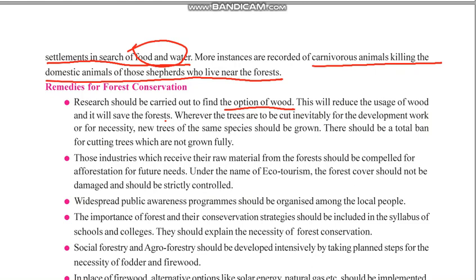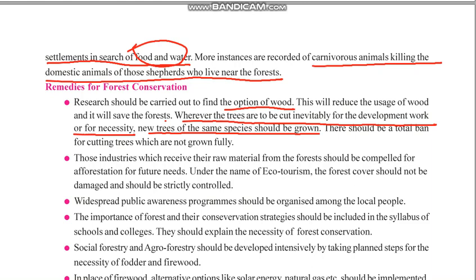Whereas trees have to be cut inevitably for necessary development work. Now there are some instances where the trees need to be cut and it is compulsory, we cannot avoid it. There, what we can do is plant new trees of the same species. Okay, new trees of the same species, not at that place but at another place, and that will create a balance on the earth.